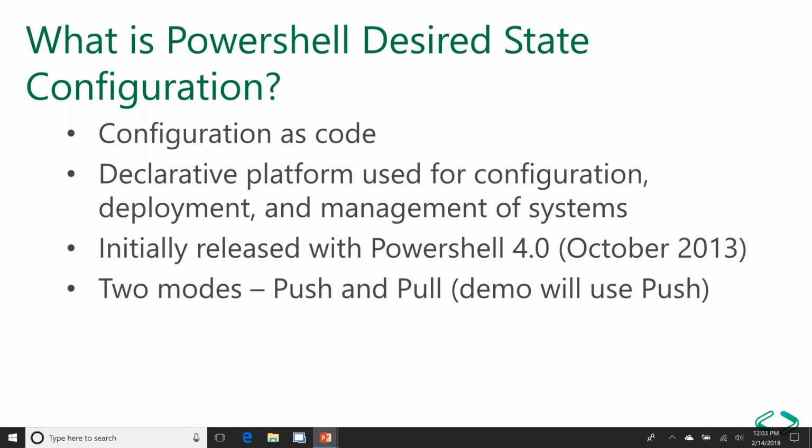So if you're not familiar with desired state configuration, it's basically configuration as code. You'll define what you want to happen, and then basically you'll push the configuration out to your target host, and then the local configuration manager on each of those hosts will take that configuration and start running with it. So it is a declarative platform used for configuration, deployment, and management of systems. Initially released with PowerShell 4.0 way back in October 2013.